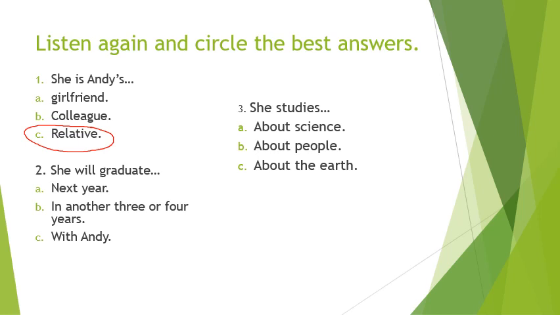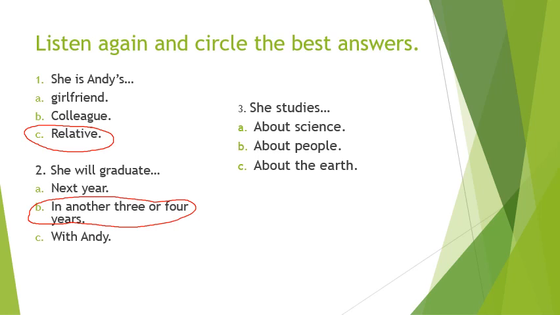Now what about number two? She will graduate: letter A, next year, B, in another 3 or 4 years, or letter C, with Andy. What do you think is the correct answer? If you really understood the conversation, when will she graduate? According to the conversation, she is a first year student, right? So the answer is letter B, in another 3 or 4 years, since she is a first year student.